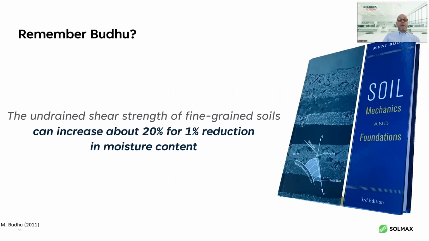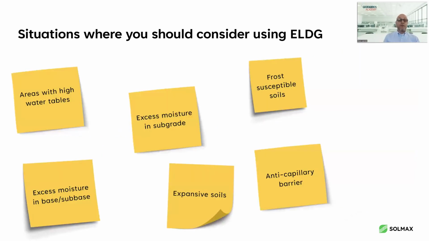Every 1% reduction in moisture can lead to about 20% reduction in moisture content. So this is very unique. I'm hoping you're starting to get the flavor of this, is that, again, it's a product that can really start to benefit your roadways, because you're now hydraulically stabilizing on top of mechanically stabilizing your subgrade and your base course. So situations where the ELDG could be considered, you can read them all here.